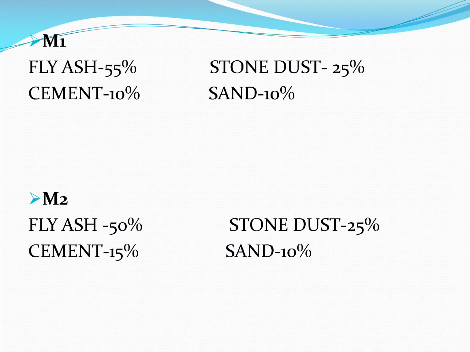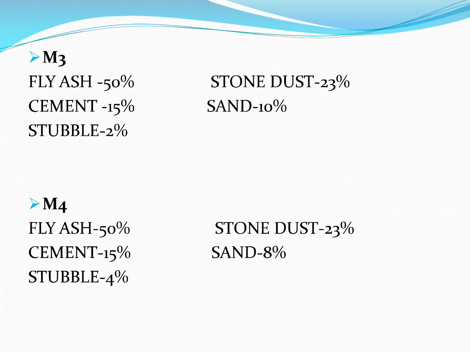Sample number M2: fly ash 50%, cement 15%, stone dust 25%, sand 10%. Sample M3: fly ash 50%, cement 15%, stubble 2%, stone dust 23%, sand 10%. Sample number M4: fly ash 50%, cement 15%, stubble 4%, stone dust 23%, sand 8%.